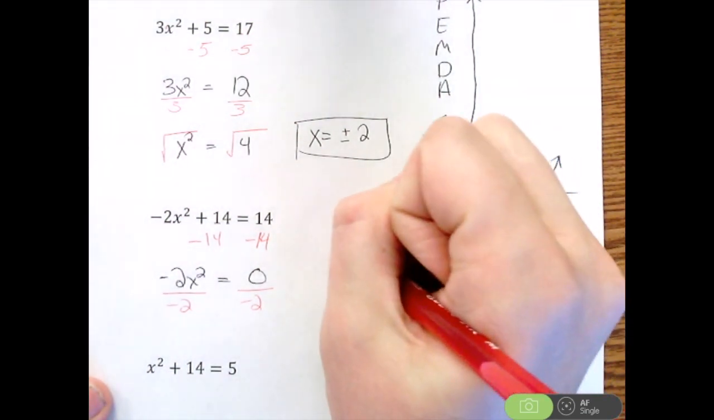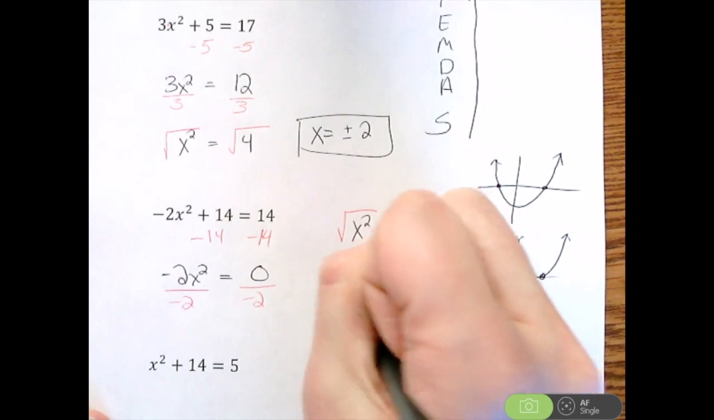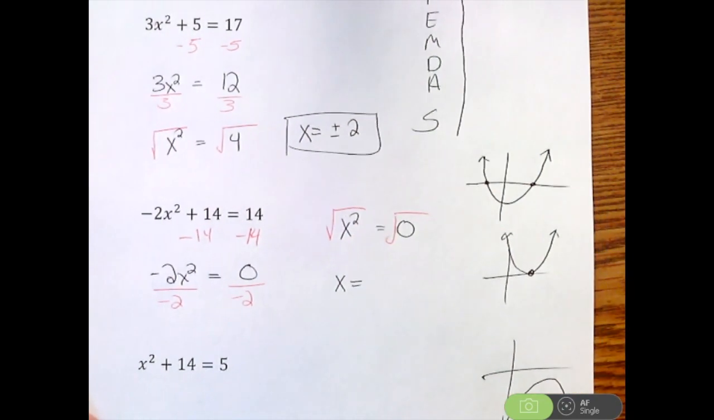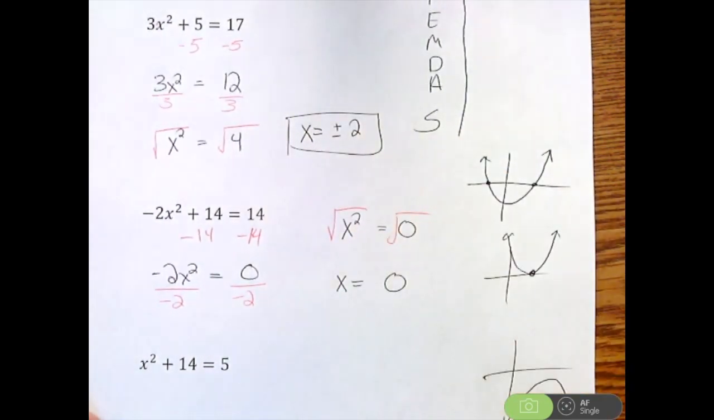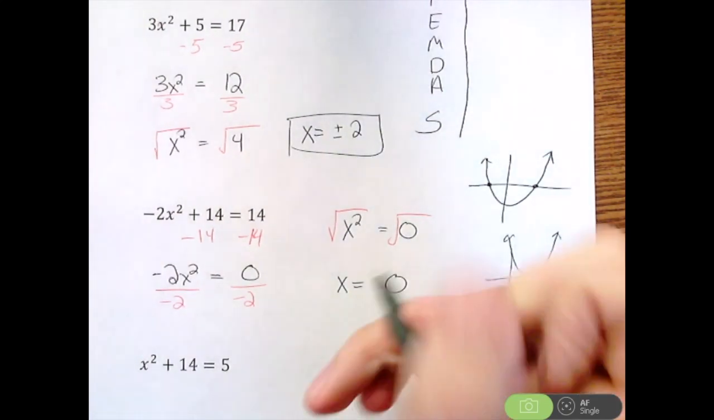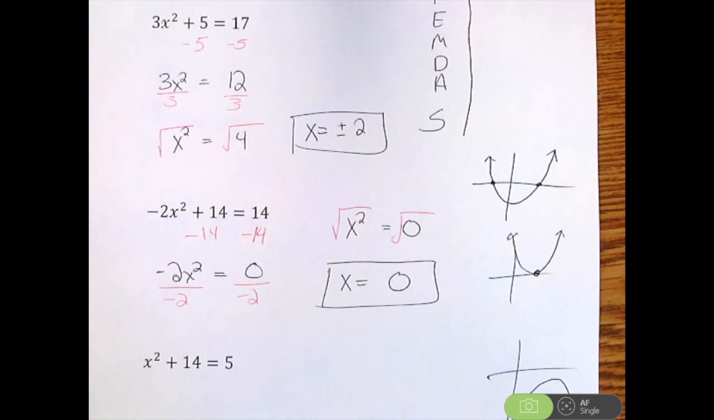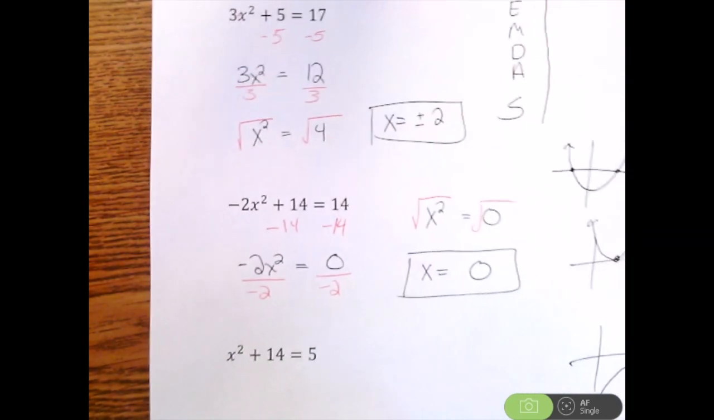To get rid of the square, we're going to do a square root. And when you take the square root of 0, we get 0. Not a plus or minus 0, just 0. So we ended up with just one solution here, x equals 0. So we go on to the next one.